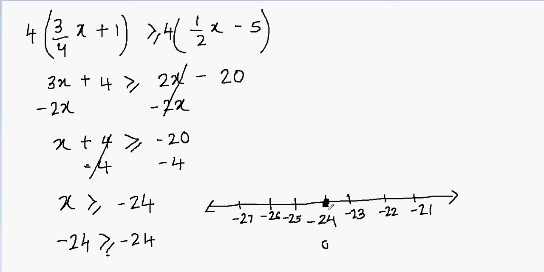So if this is a part of the solution, I will make a closed circle and shade the number line. Now I know that x is greater than or equal to negative 24, so I have included the negative 24 point here. And I know that all the numbers to the right on the number line are greater than negative 24, so I will shade this part of the number line and just make an arrow so that I know that this line continues in this direction. So that's how you graph a linear inequality.